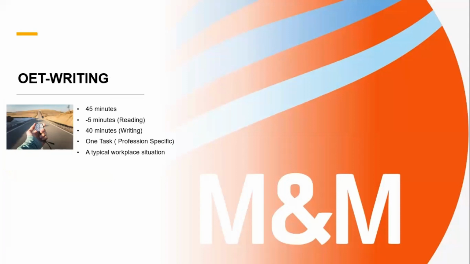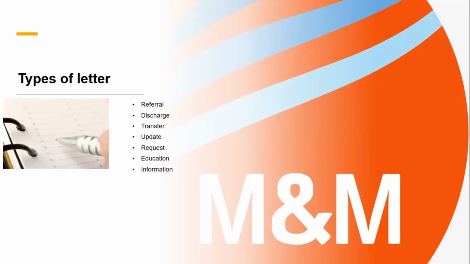There will be one profession-specific task that you will be having. It could be referral, discharge, transfer, update, request, education, and information. So these are a few types of letter that you have to see in your OET writing task.